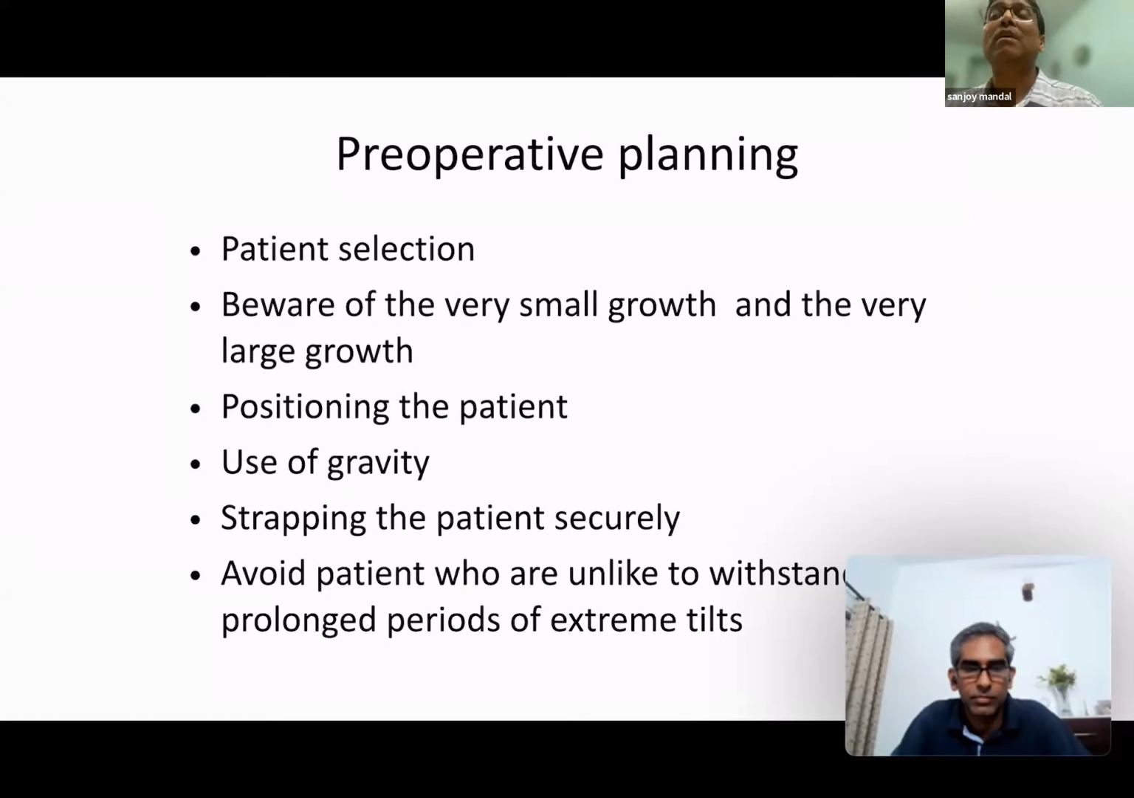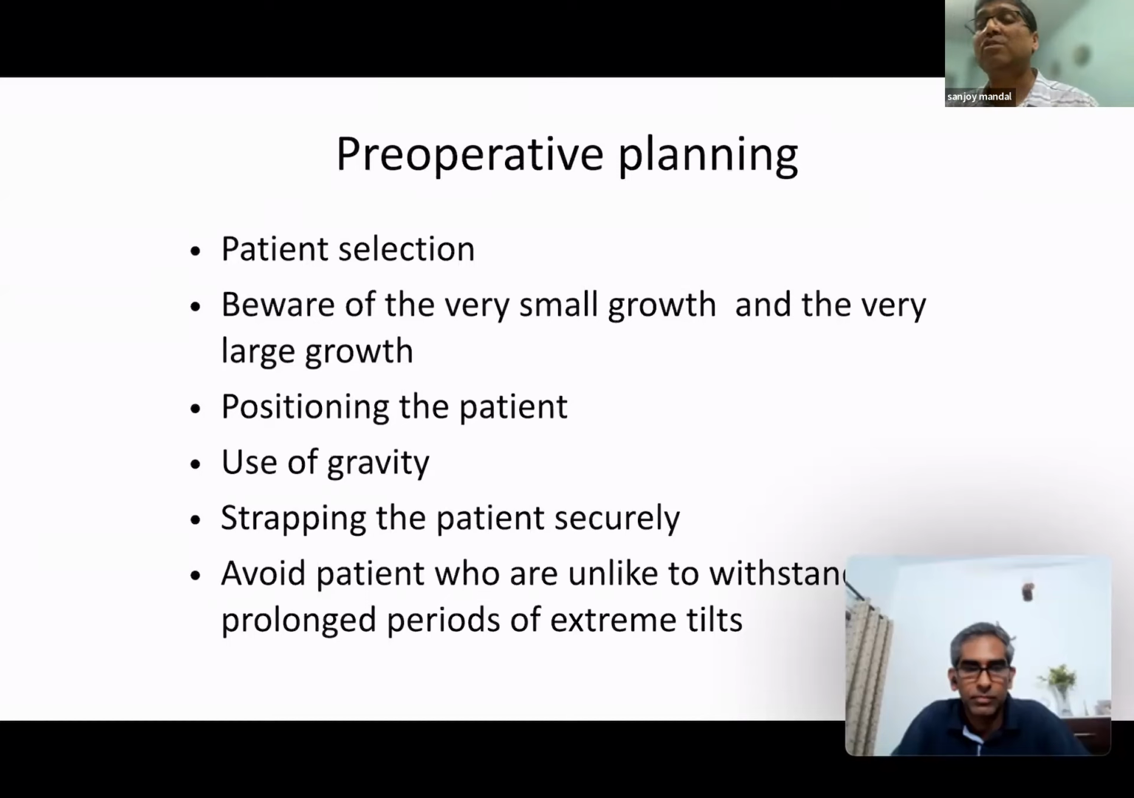And these are tumors where you should probably get your endoscopist or colonoscopist to mark the area with a tattoo. Also be careful about very large growths, because you may not be able to handle them laparoscopically. Obviously, when you want to take them out, you would need to make a big incision, and you lose the advantage of laparoscopy.